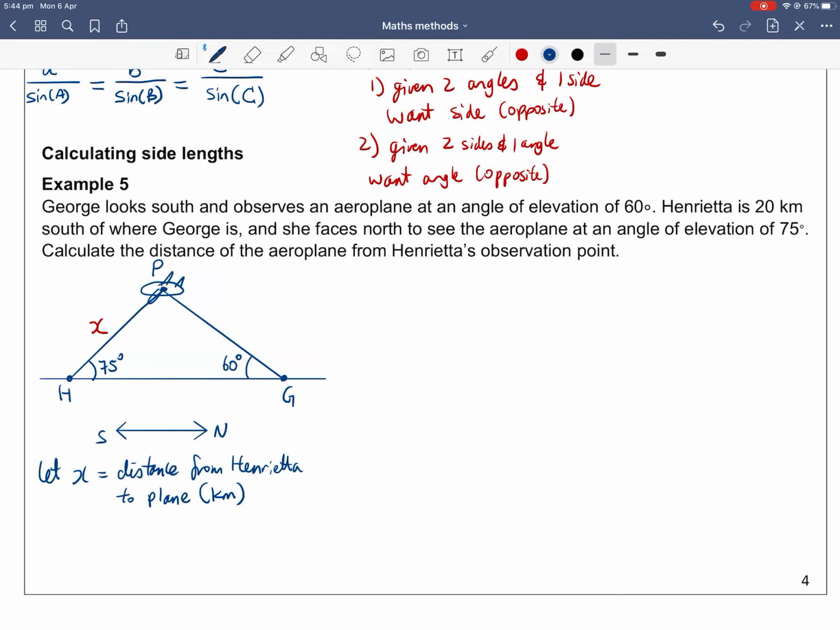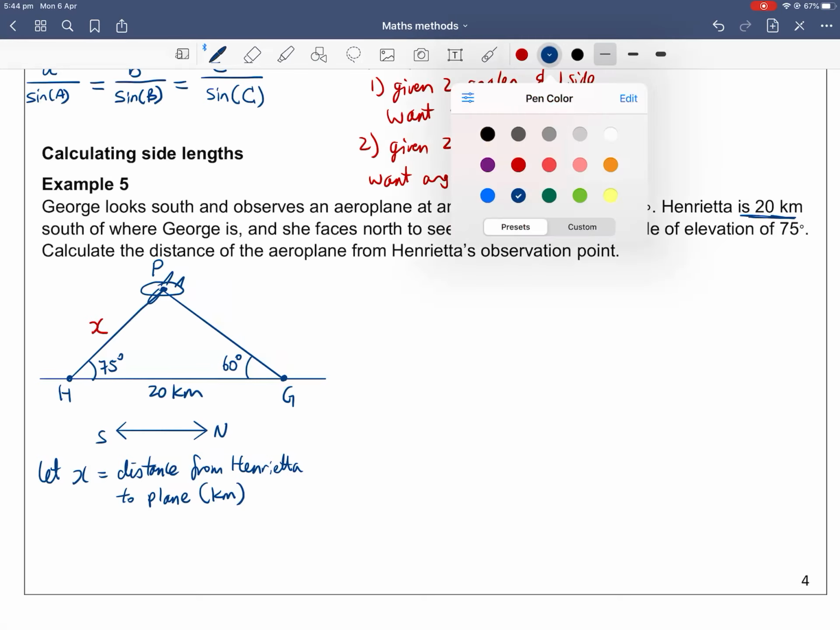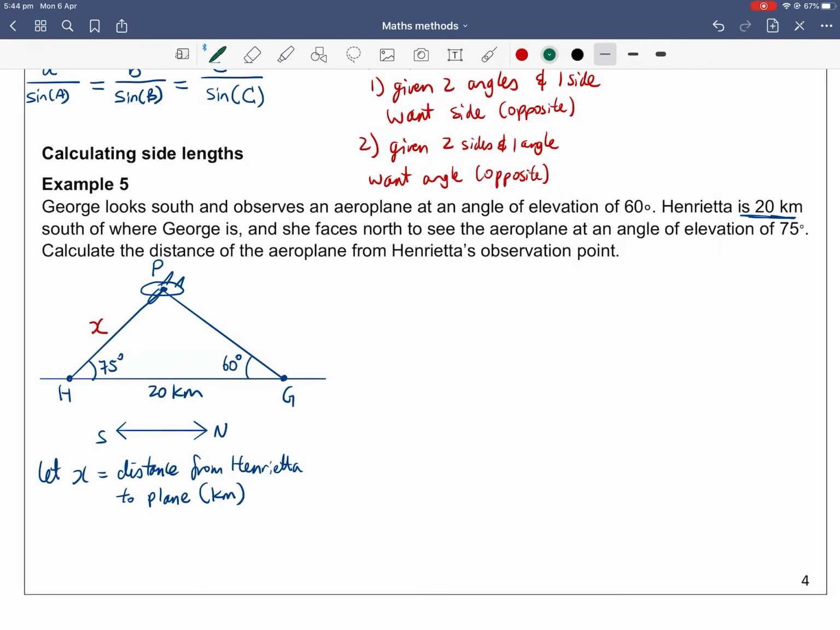So I forgot to label something really important. Henrietta is 20 kilometers south of George, so the distance between H and G is 20 kilometers. That is super important, right? Because otherwise we won't have enough information to figure out what we want. So based on what we know, we want to work out x, and the triangle we have right now is not a right angle triangle, so at the moment Pythagoras and SOHCAHTOA can't directly apply.